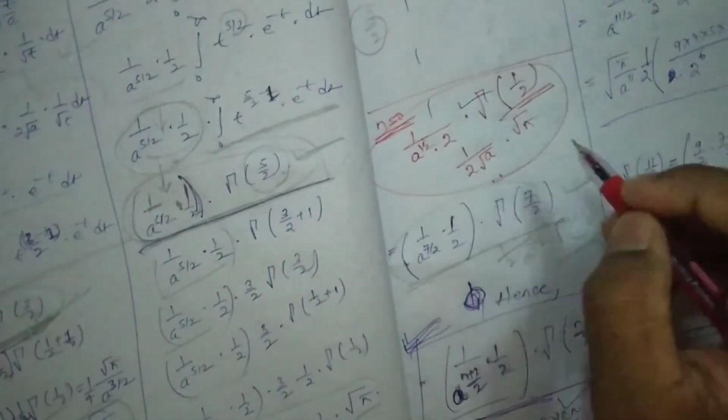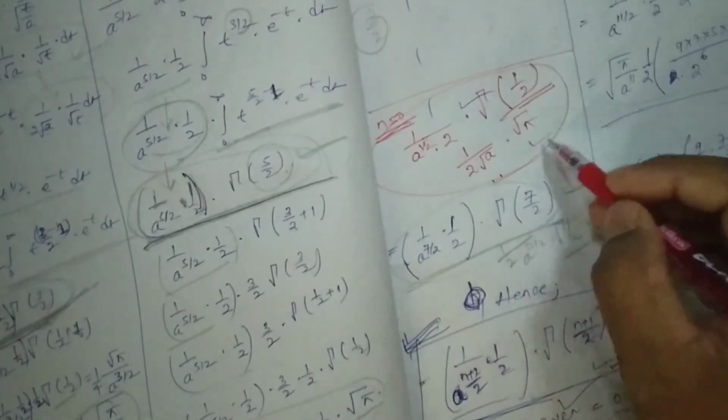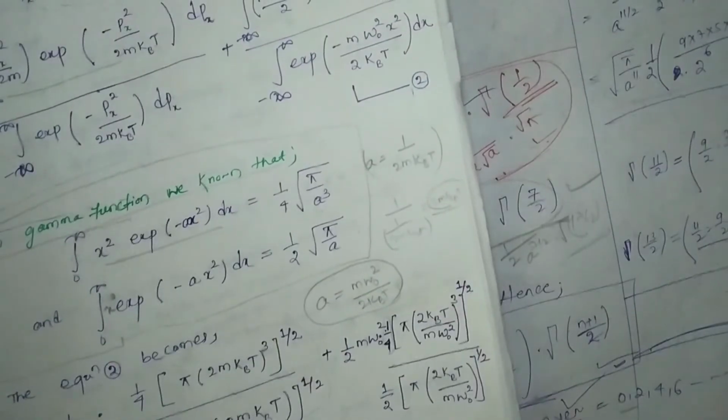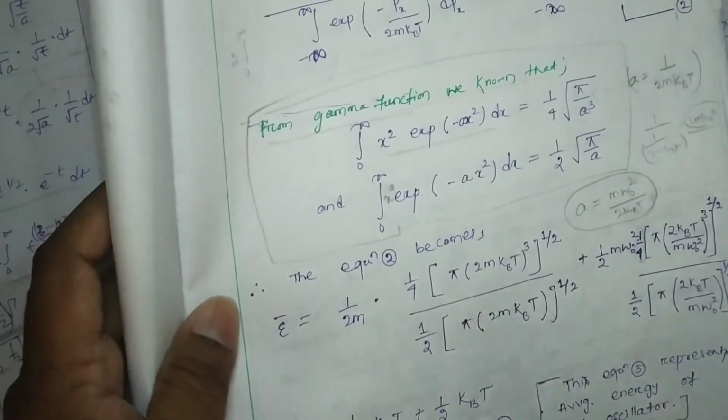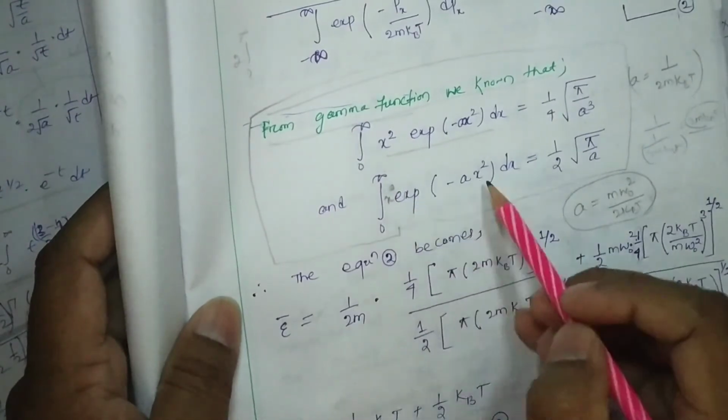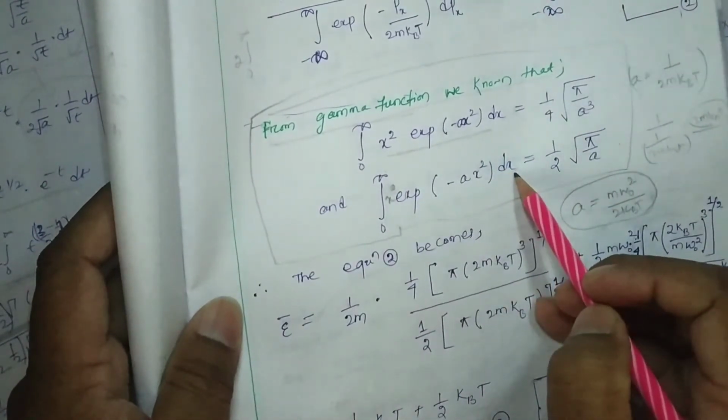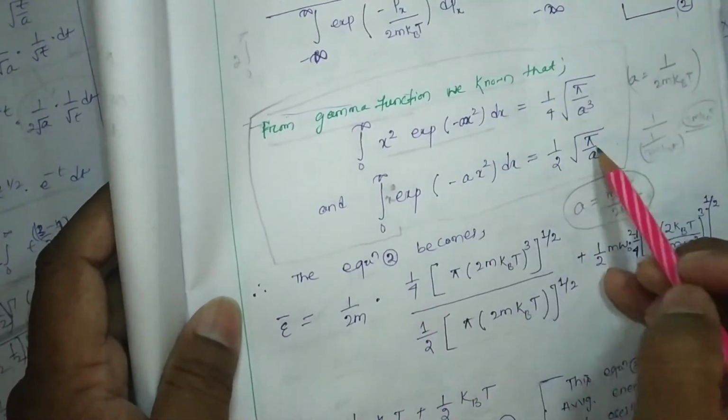In solid state physics I wrote this formula. You can check it here. At that time I gave that the integral of e to the power minus a y square dx is nothing but 1 by 2 root over of pi by a.